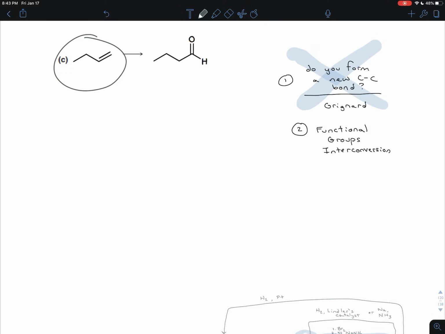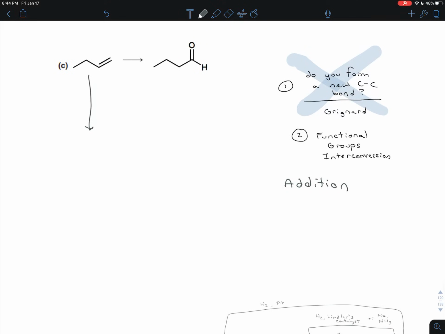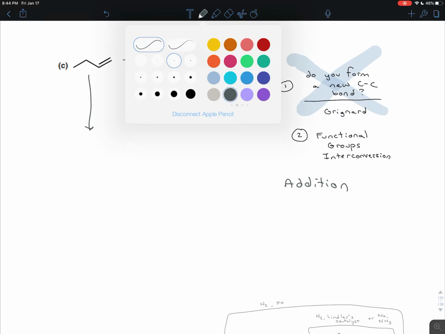So you look at the starting material, there's no oxygen. You look at the product, there is an oxygen. So what do you have to do? You need to add an oxygen. You're going to do an addition reaction. To add an oxygen, you're either going to do acid-catalyzed hydration, oxymercuration demercuration, or hydroboration oxidation. That will depend on where you want the oxygen to go.